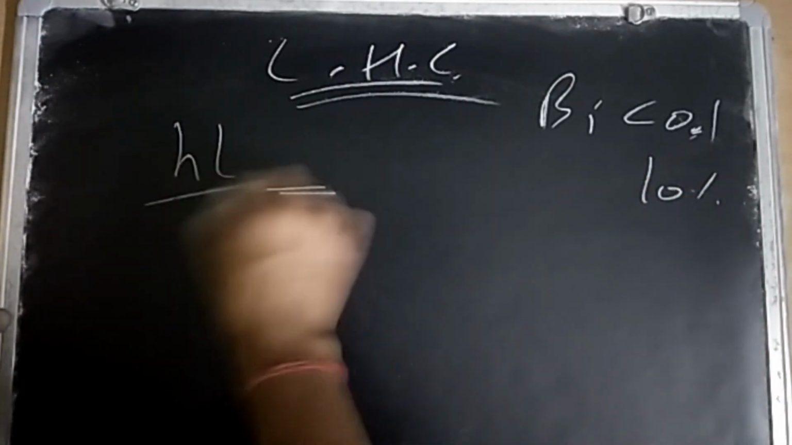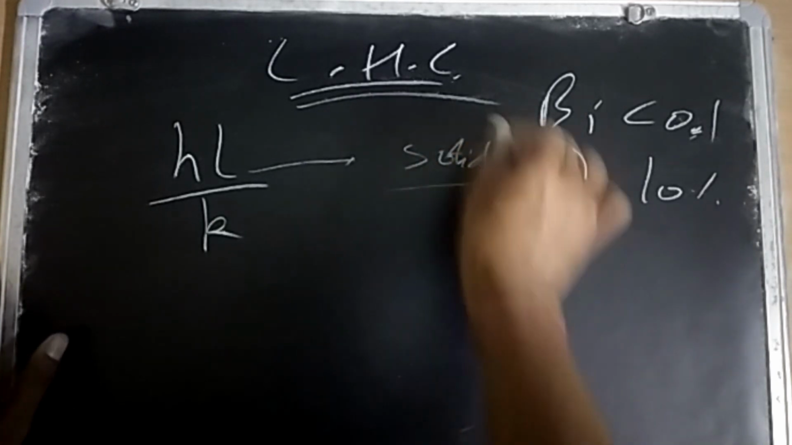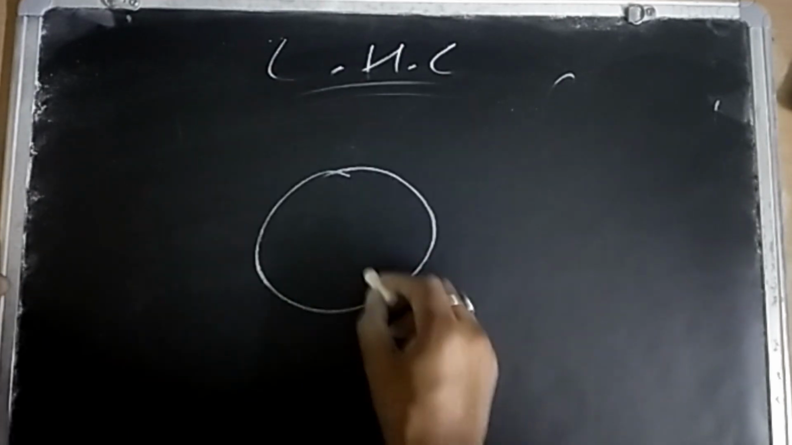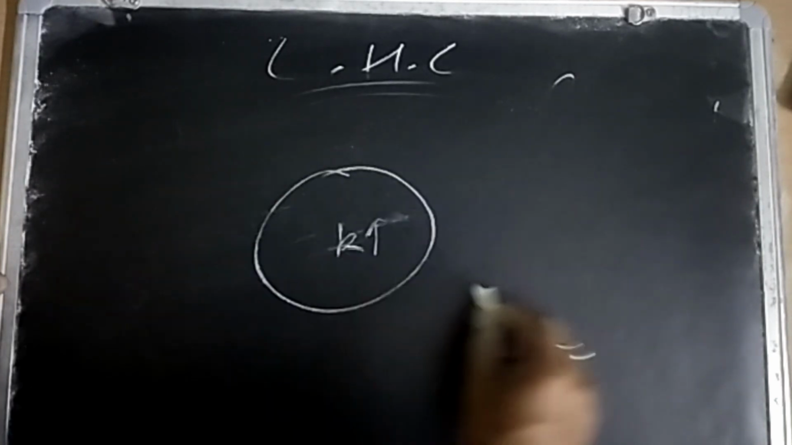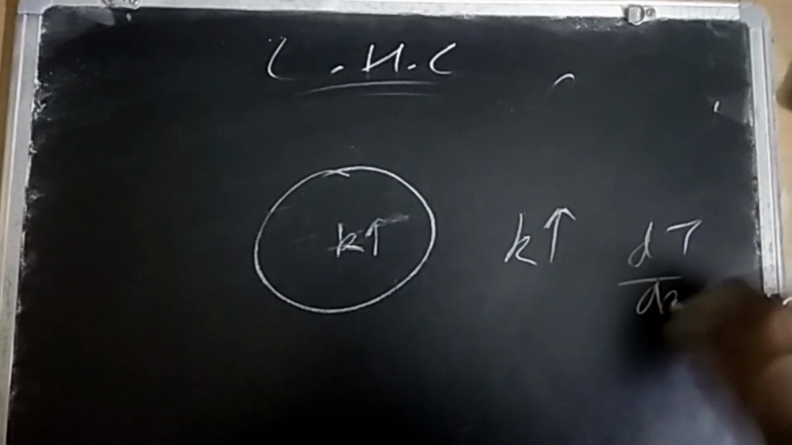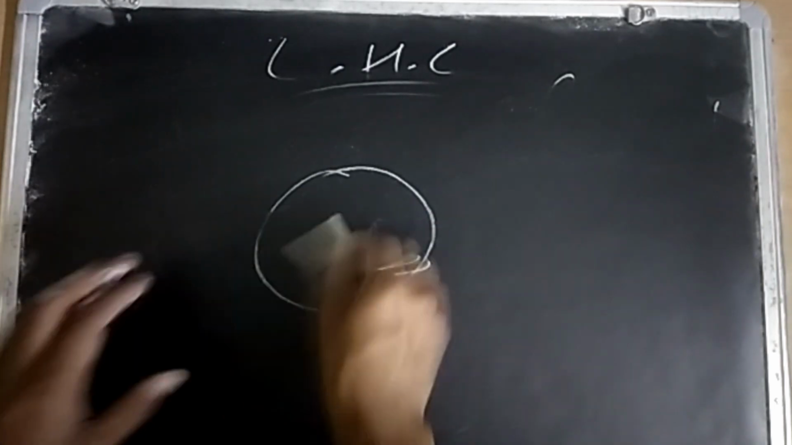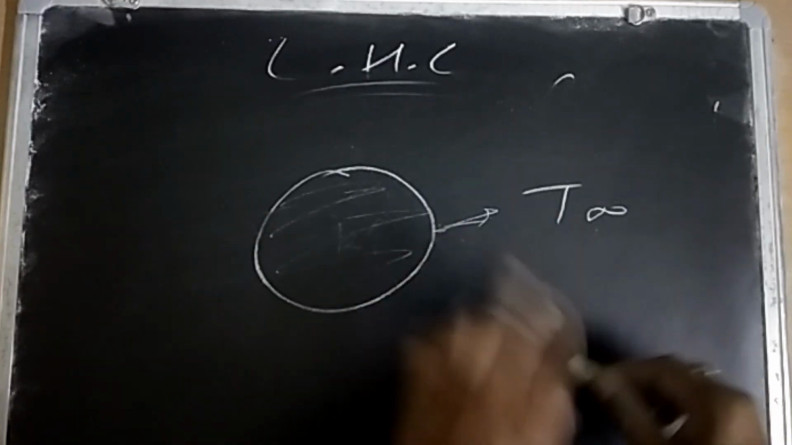What does that mean? What is Biot number? Biot number is hL by k. It is similar to Nusselt number, but here remember a solid is involved, so solid plus fluid, while in Nusselt there is only fluid plus fluid. Let's say this is a sphere and lumped heat capacitance is to be applied. That means k is very large, so there is no gradient. If k is very large, dT by dx would be very small, and therefore the temperature is uniform everywhere. It is mostly used for cooling.